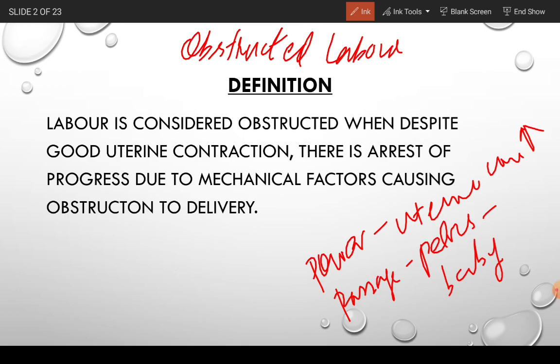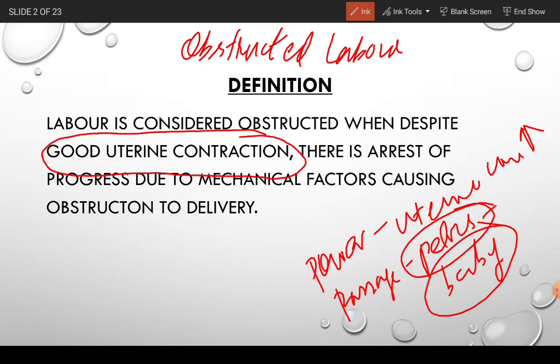So when the labor is obstructed, in that case the pelvis will be small or the baby will be big. So the uterine contraction will be there, good uterine contraction. You can see uterine contraction is appropriate. So you cannot say that obstructed labor is because of decreased uterine contraction, because there is good uterine contraction. Still what happened? The arrest of progress, that means the baby descent is arrested.